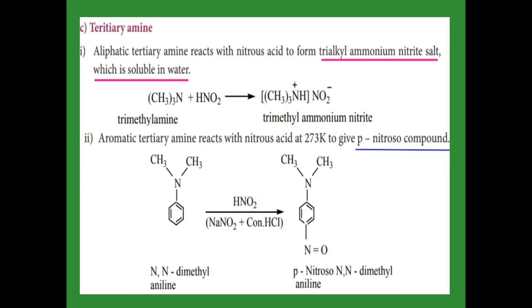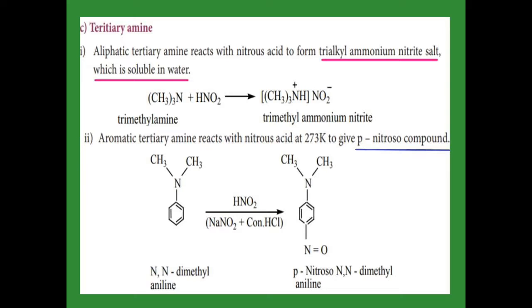The next one, aromatic tertiary amine. Here the aniline formula we know very well. When benzene is attached with NH2, it is called aniline. Instead of the two hydrogens in the amine, we attach two CH3, so it is N,N-dimethyl aniline. It is a tertiary amine. When it reacts with nitrous acid, it gives para-nitroso N,N-dimethyl aniline.